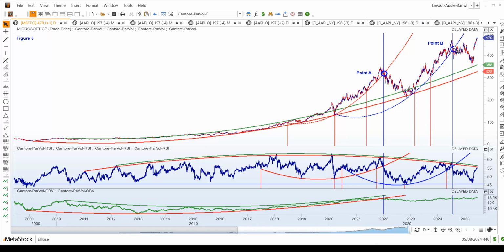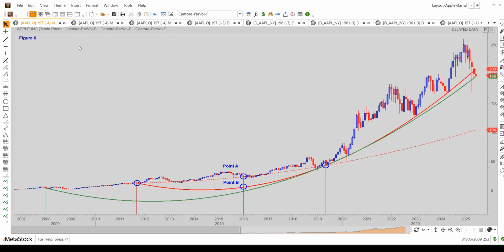Let's now delve into the use of parabolic involutes with the add-ons of the Cantore Parabolic family applied to Apple stocks, initially with a monthly time frame, to gradually move on to reduced time frames, i.e. daily time frames, 30 and 10 minutes.